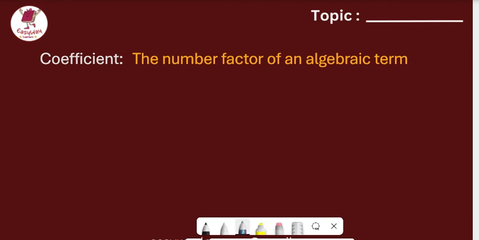Next term is coefficient. The coefficient is the number factor of an algebraic term. Say my algebraic term is 2x. What is the number factor? The number factor here is 2. That means the coefficient of x is 2.